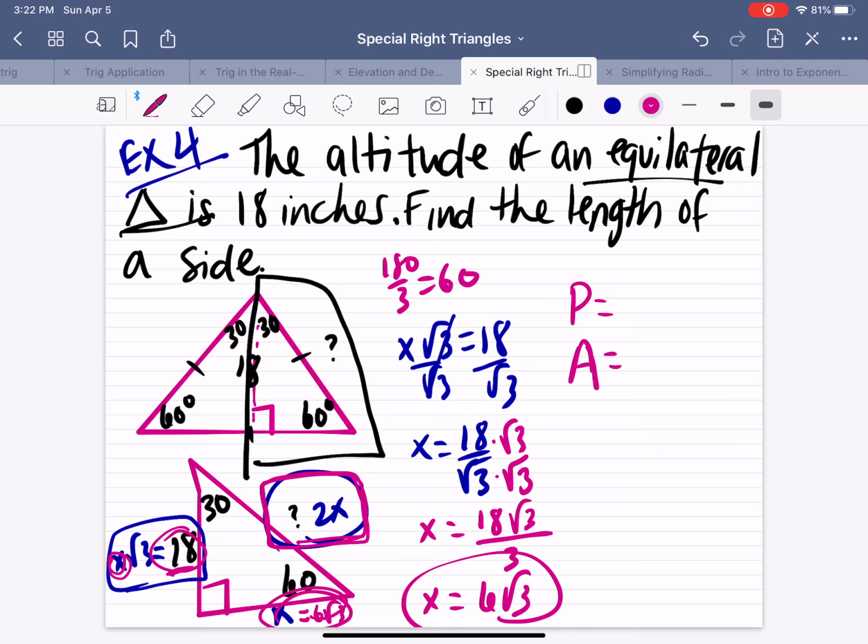So we have the x value, so just plug it in. 2 times x, and then x is 6 root 3. And if you multiply those, you get 12 root 3. So that right there is our final solution. 12 root 3, that's the length of one of the sides of this triangle.